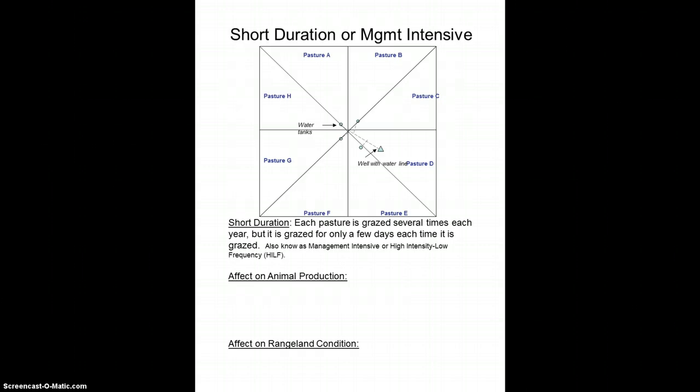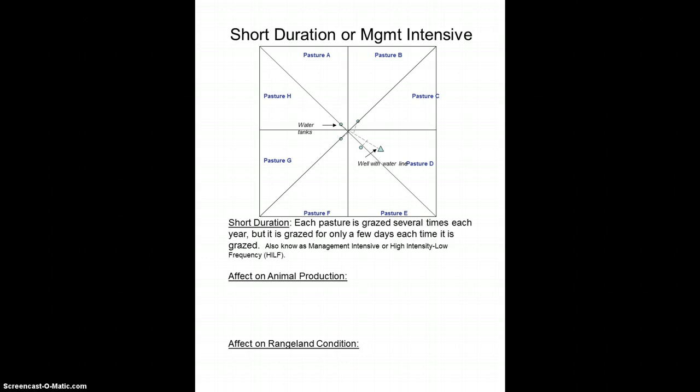There's a real modern system that is being used that's called management intensive or short duration grazing. In this case, you take a ranch and you divide it into many pastures, and you graze each pasture for a few days each year. So what happens in this case is the pasture gets grazed, but then it gets some number of days to recover before the animals come back.